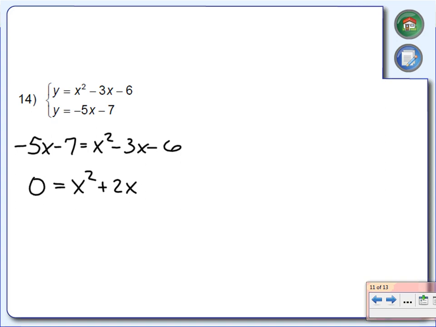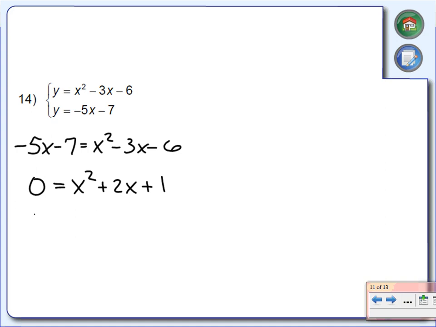Now let me add the 7 with the negative 6. So negative 6 plus 7 would give us a positive 1. So now I've got this quadratic equal to 0. All I did was move my 5x and move my 7 to the other side. And we did that by adding both of those to the other side.